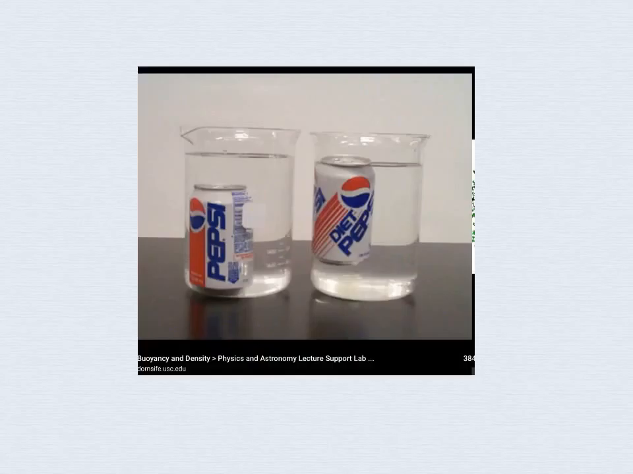Same thing when you look at this slide, comparing a can of Pepsi to a can of Diet Pepsi. The can of Pepsi is actually heavier than the Diet Pepsi. It'll sink in water, whereas Diet Pepsi will float. So they have the same volume, but they have different masses. Therefore, they're going to have different densities.